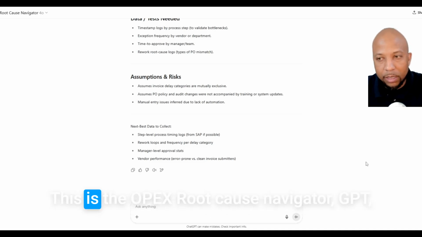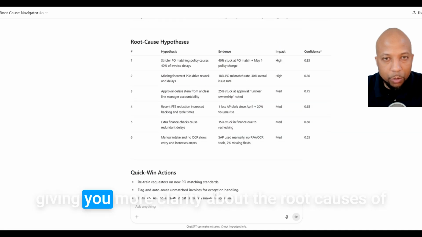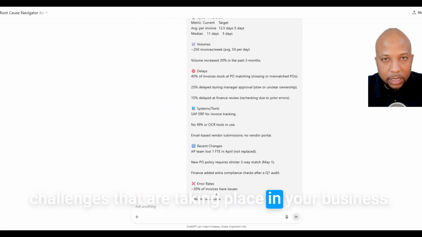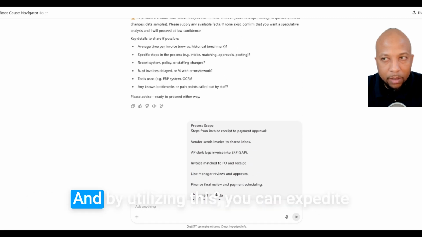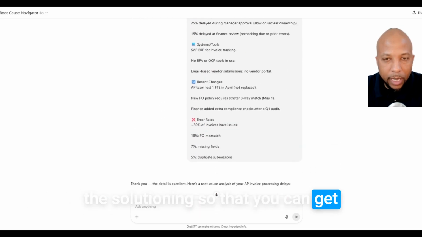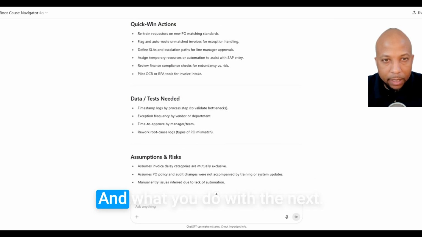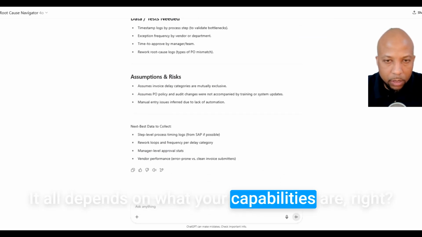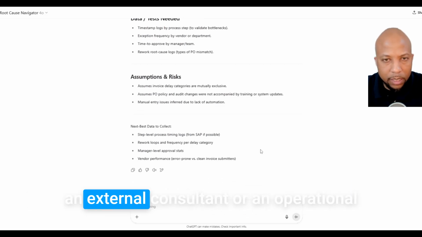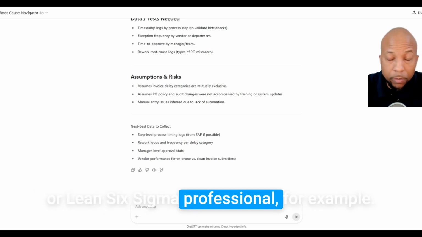And there you have it. This is the OPEX Root Cause Navigator GPT, giving you more clarity about the root causes of challenges that are taking place in your business. And by utilizing this, you can expedite the solutioning so that you can get to the root cause of why things are taking place in your business, right? And what you do with it next all depends on what your capabilities are, right? It doesn't preclude the use of an external consultant or an operational excellence or process excellence professional or a Lean Six Sigma professional, for example.